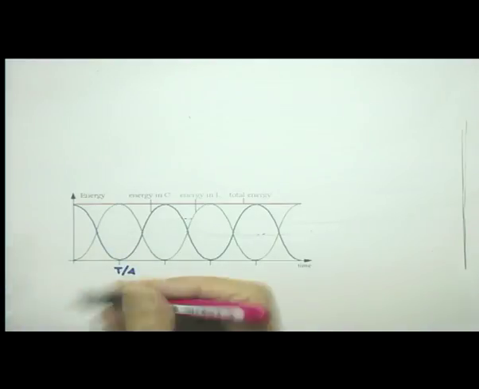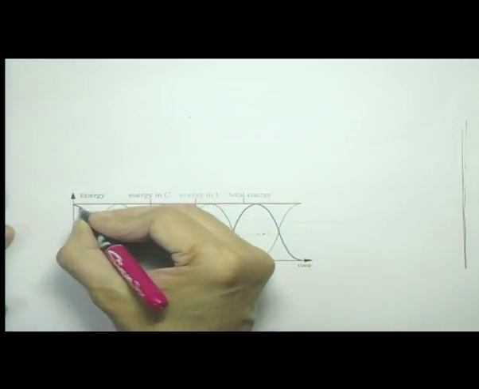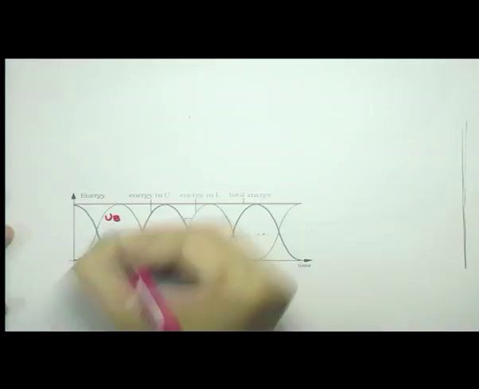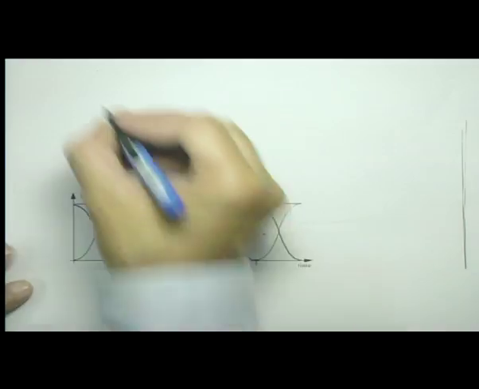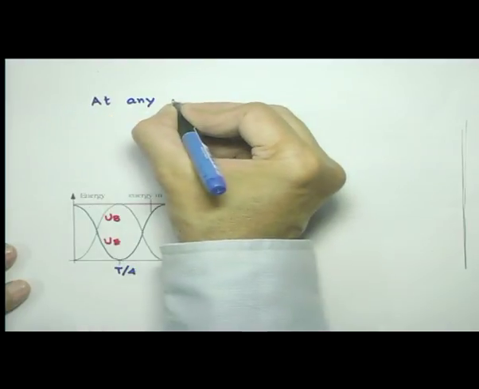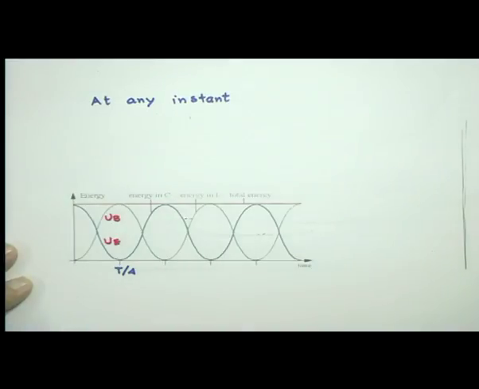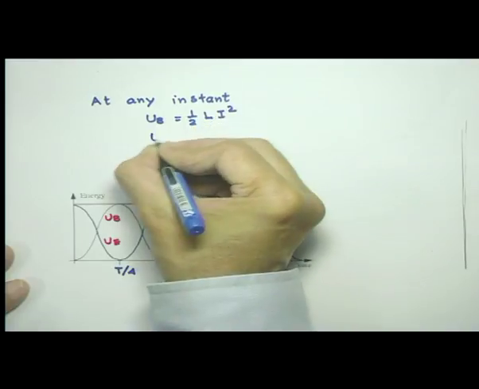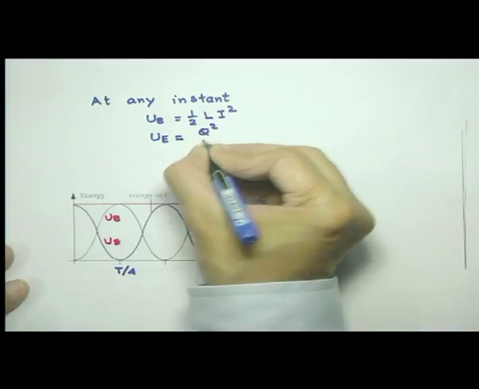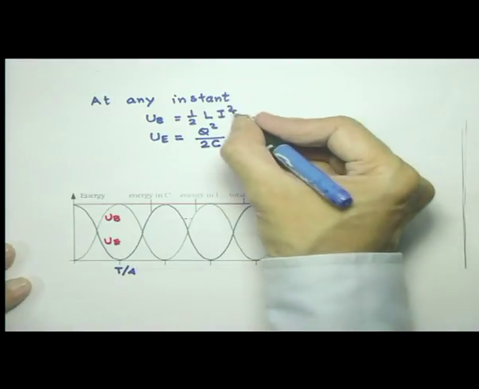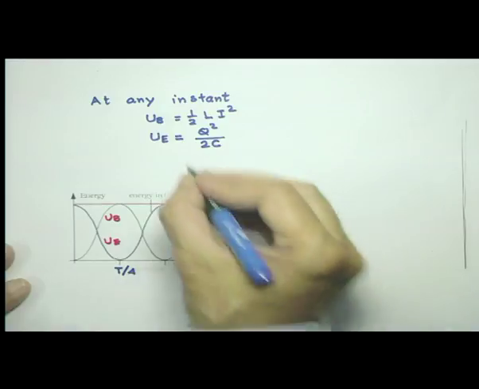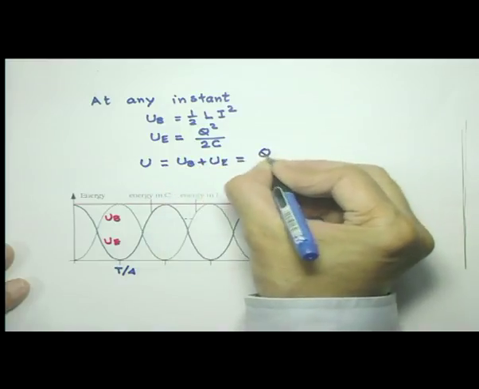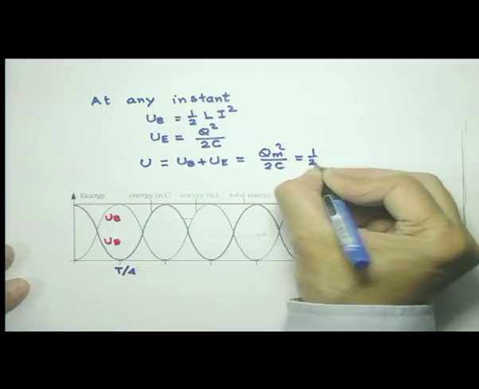So therefore, in this diagram, this picture here, that's my UE, and this other one is my UB, which is the magnetic energy. And at any instant of time, my magnetic energy UB is half Li square and electrical energy UE is Q square by 2C. And the total energy, which is the sum of this and this, is represented by this horizontal line, that is constant. So U total net is UB plus UE, and that you can write either as Qm square by 2C or as half L Im square.